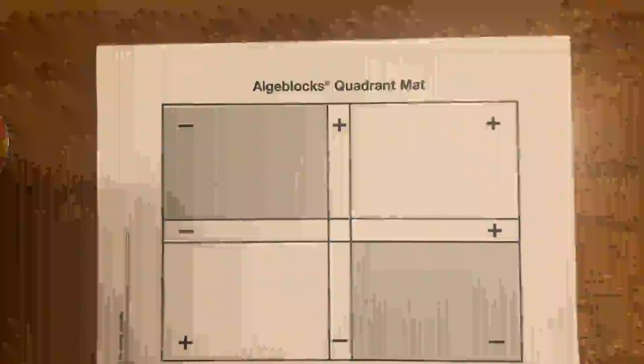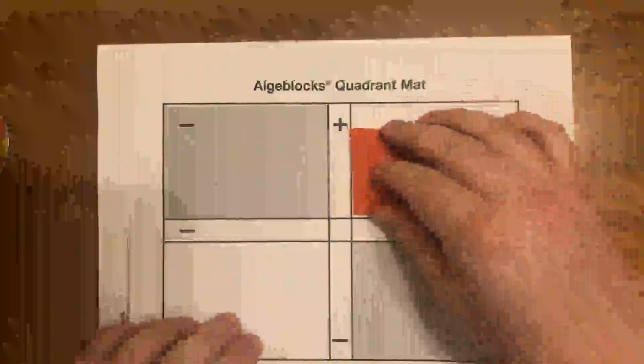Now let's move on to question number 6. The 6th question is x squared plus 8x plus 15. For this, we're going to factor it actually. We're going to put it on here.